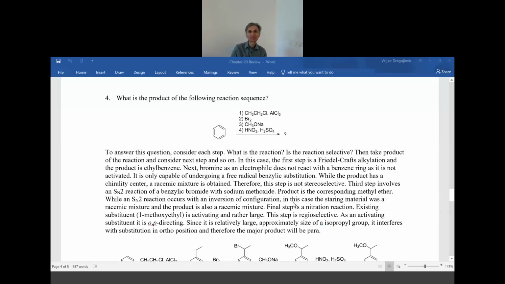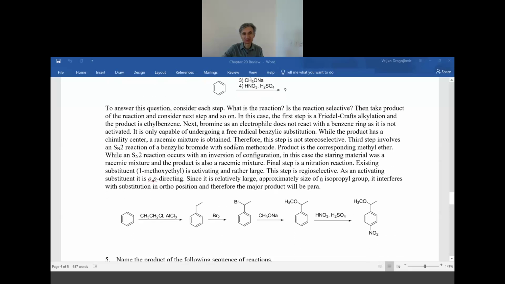Question number 4. What is the product of the following reaction sequence? That's a common type of question on exams, both my exams and also other people's exams, like maybe MCAT or certainly GRE, ACS exam. In this case, you have several questions wrapped into one, and you have to know the answer to each of these steps. So you go step by step. You have to know the answer of each reaction. What is the product? If there is selectivity, what kind of selectivity there is, and then come up with the final answer. What is the overall product? Simply all you have to do is take pen and paper and work it step by step.